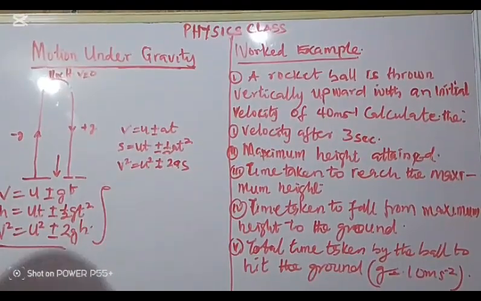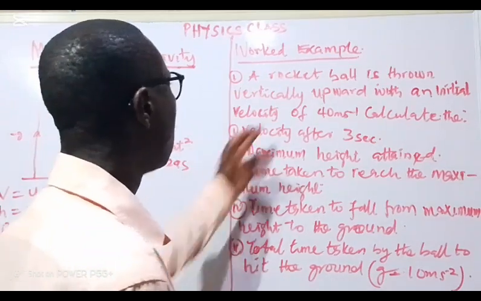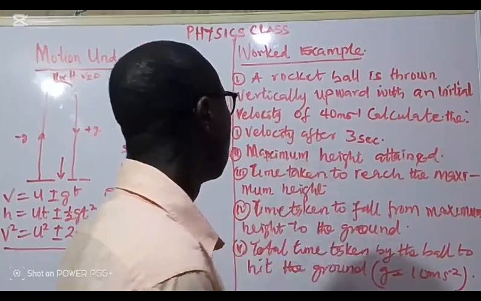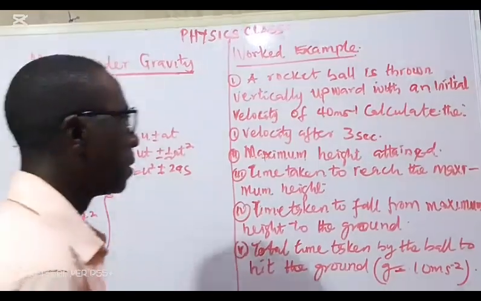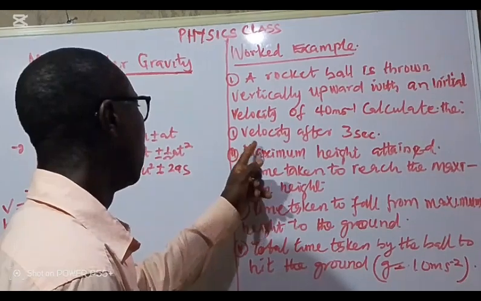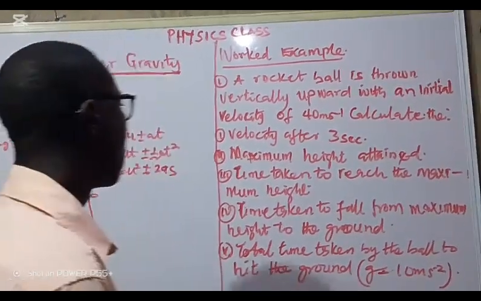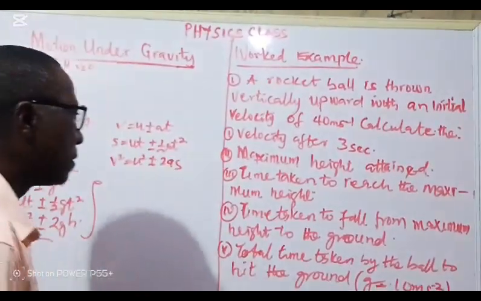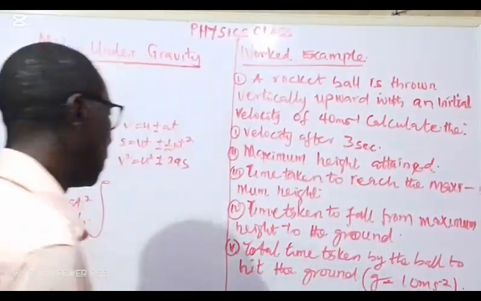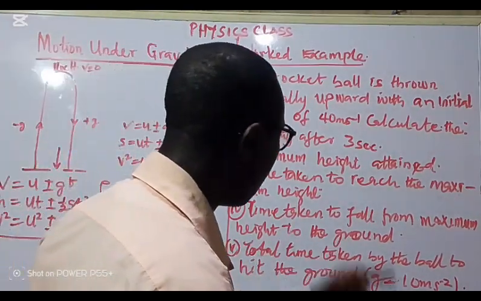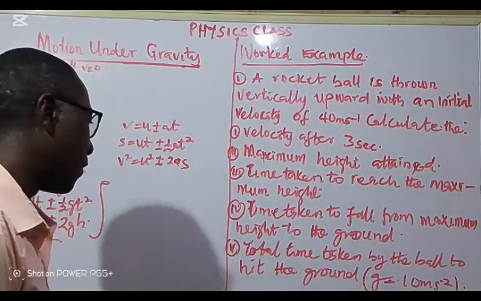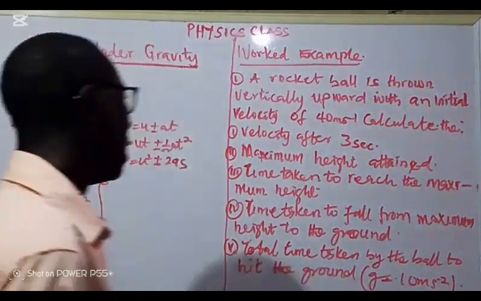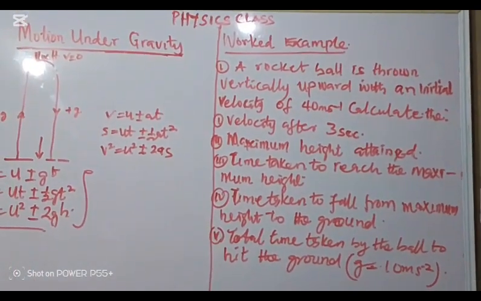Now, let's take this question as example 1. A rocket ball is thrown vertically upward with an initial velocity of 40 meters per second. Calculate: 1. Velocity after 3 seconds. 2. Maximum height attained. 3. Time taken to reach the maximum height. 4. Time taken to fall from maximum height to the ground. And 5. Total time taken by the ball to hit the ground again. To solve this, let's take it one after the other.